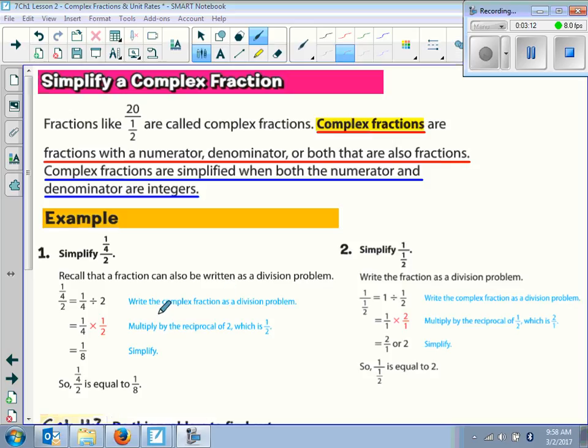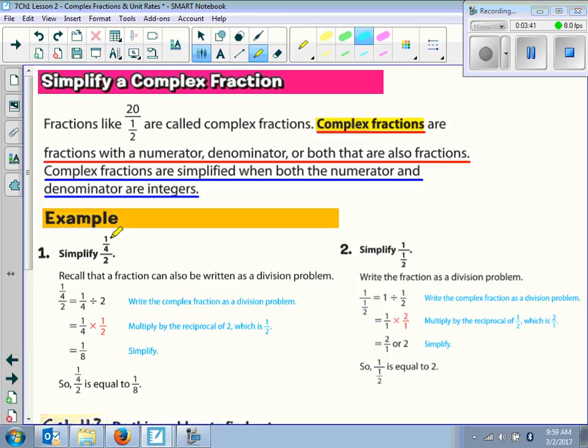So for example 1, it says simplify 1/4 over 2. You see how the fraction bar right here is bigger than this fraction bar? Does everybody see that? So that tells you that this is the numerator and this is the denominator. Is everybody clear? All right. So you just have to check to see where the bigger fraction bar is, okay?